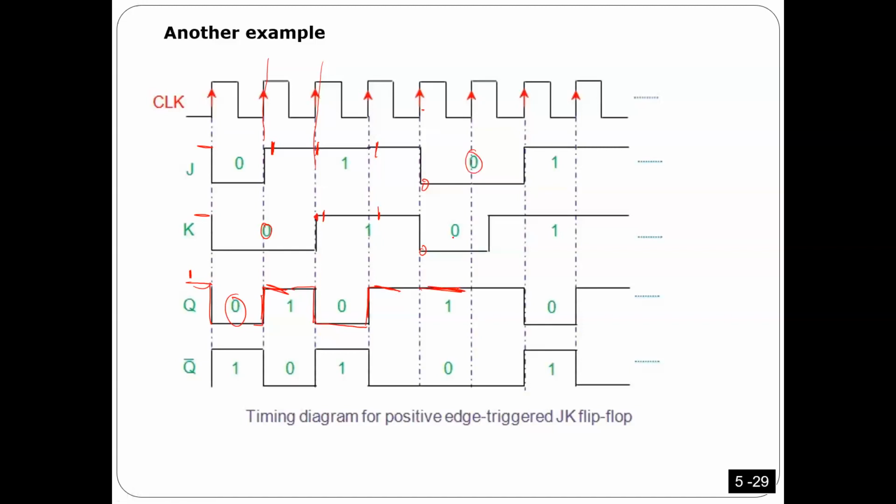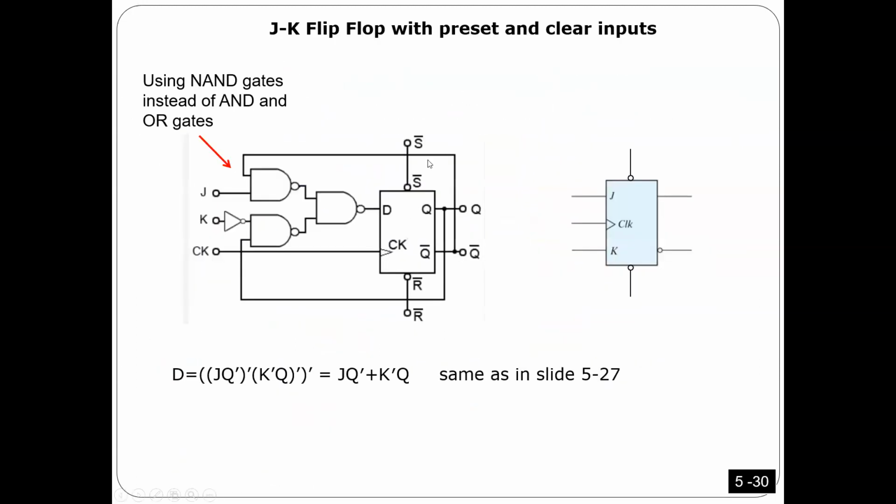Same thing here. It is 0 and 0, no change. It's going to stay high. Here, this one is 1, and this one is 1. 1, 1, toggle. So it's going to become 0. This is for Q. Q prime is always the opposite of Q. You just flip Q. Any questions?